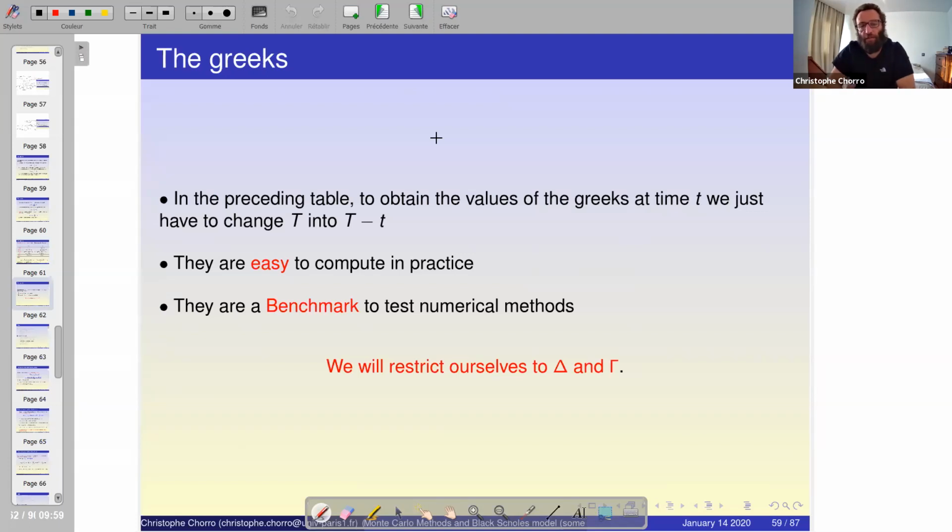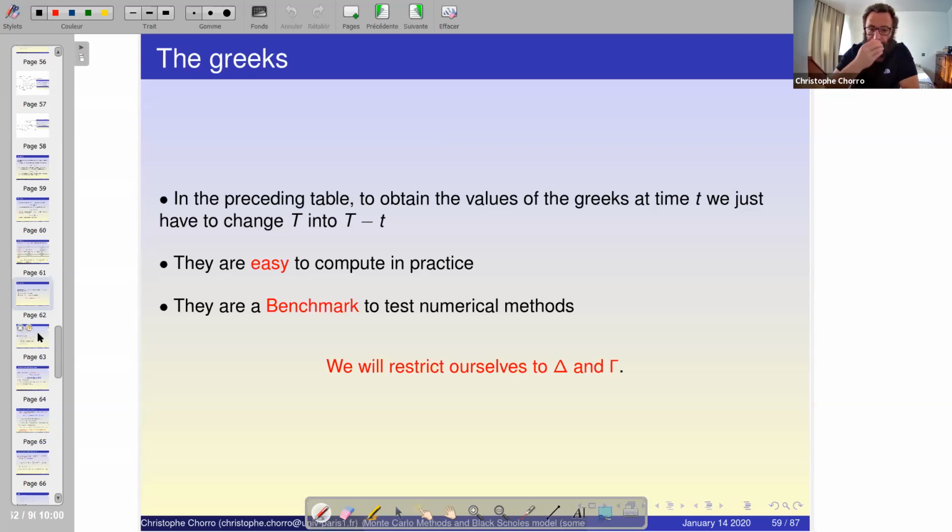So in the preceding table, to obtain the values of the Greeks at time t, I just changed capital T into capital T minus t. Here, the values of the Greeks are easy to compute because I have closed form expressions for call and put. And once again, if I want to test numerical methods to approximate the Greeks in the Black-Scholes model, this nice formula will allow me to have a benchmark to test these numerical methods. And in this course, I will restrict myself to the computation of the delta and the gamma in financial models.